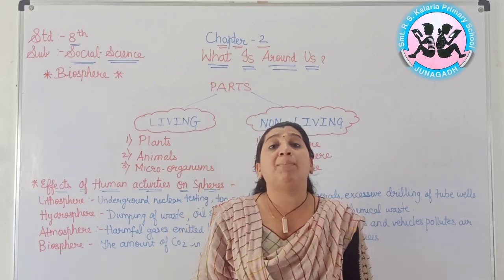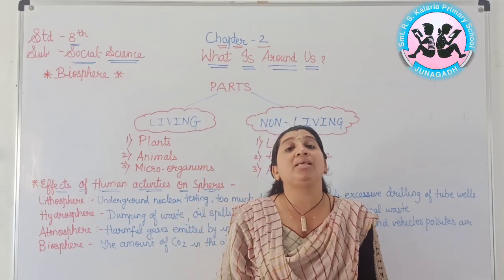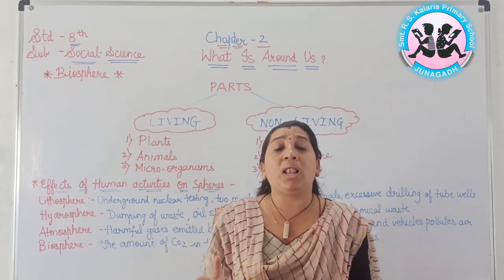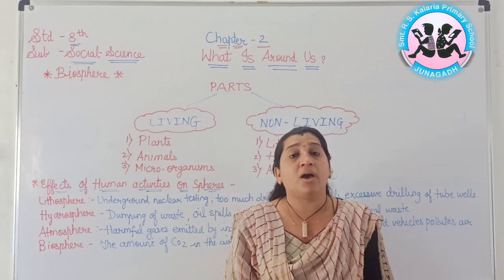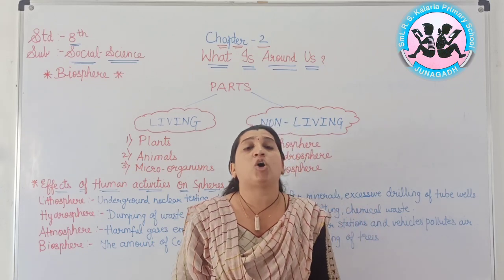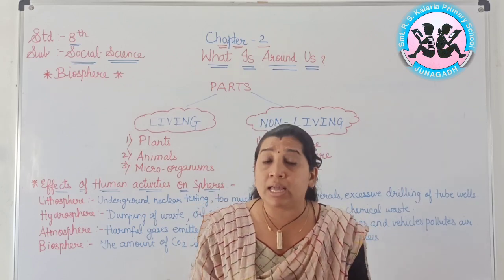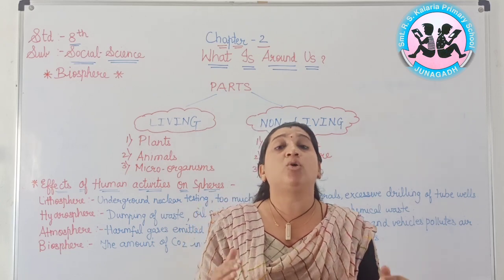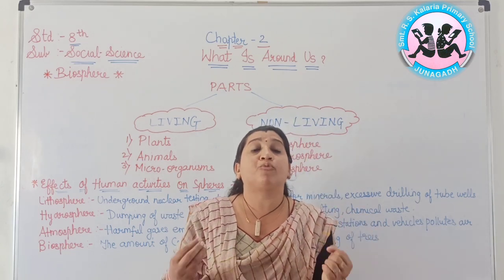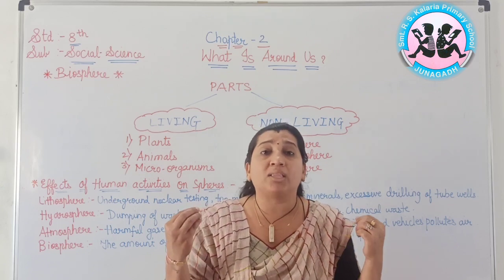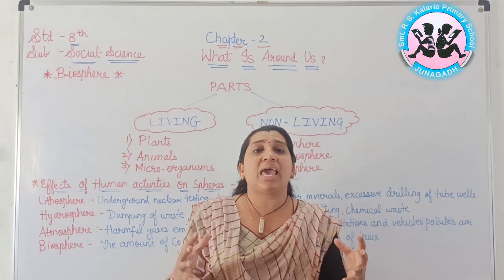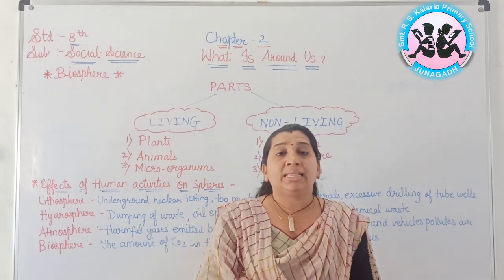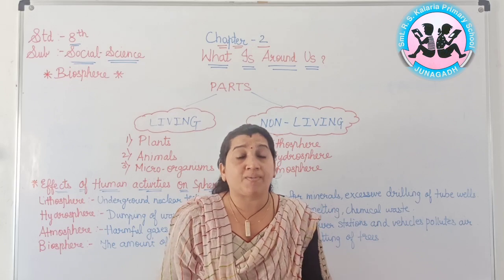Then we have studied about the lithosphere. Lithosphere means land, that is the mountains, plains, plateaus, valleys. They all are included in the lithosphere, which covers 29% of the surface of the earth. Lithosphere is very important. The reason is we are able to construct our houses, we are able to get food, we are able to get water, and we are able to have the different facilities of the industries due to the lithosphere.